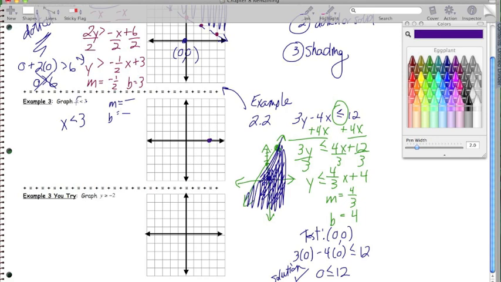Now this one's going to be dotted because we have just less than. So a dotted line. And then we're going to test a point just like before. I can pick 0, 0. So I substitute zeros in for x and y, and I don't have a y, but I do have an x, so I put 0 in for x. Is 0 less than 3? Yes, it is. So that means this side contains all solutions.